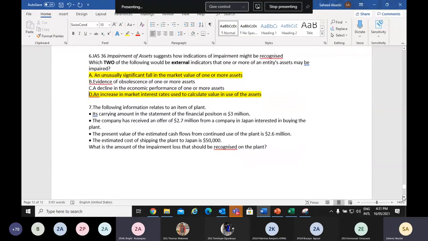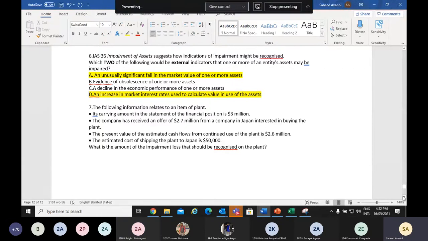So, number seven. It relates to an item of plant. Its carrying amount in the statement of financial position is $3 million. The company has received an offer of $2.7 million from a company in Japan interested in buying the plant. The present value of the estimated cash flows from continued use of the asset is $2.6 million. The estimated cost of shipping the plant to Japan is $50,000. What is the amount of the impairment loss that should be recognized on the plant?